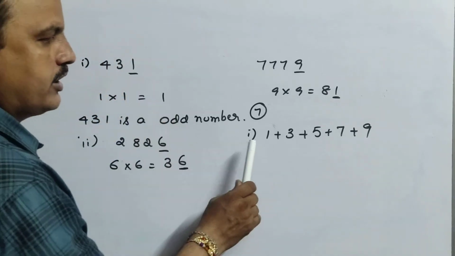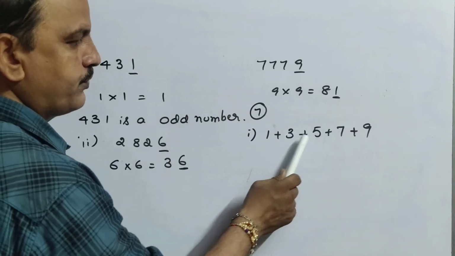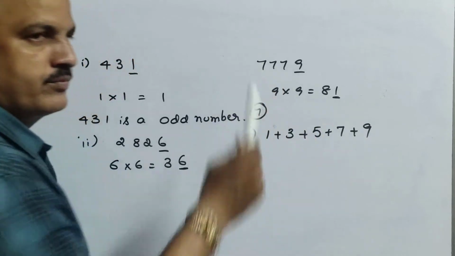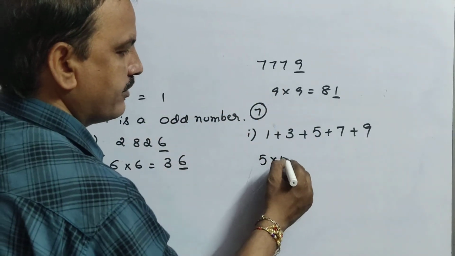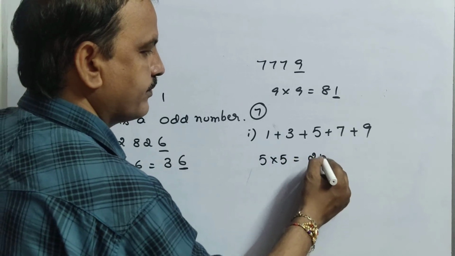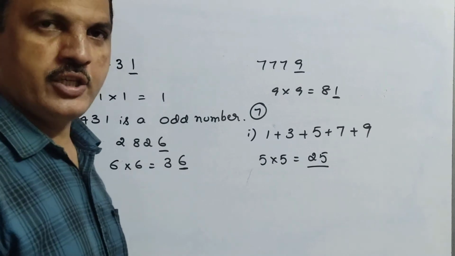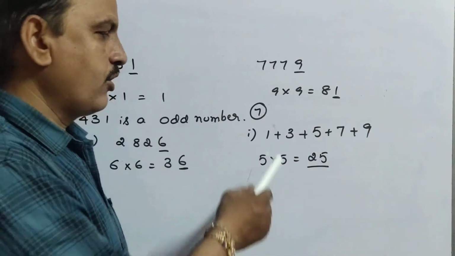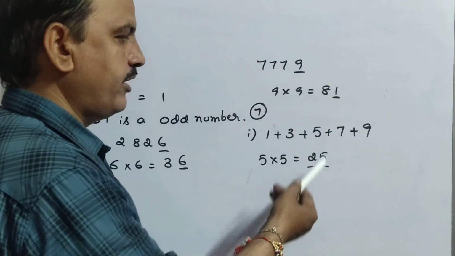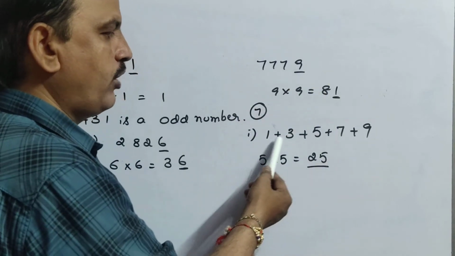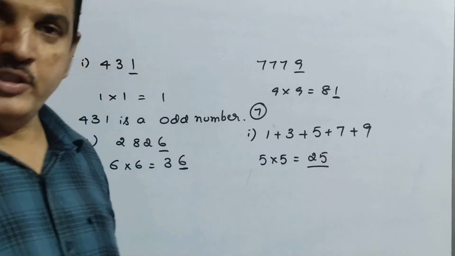Now count here. How many digits are there? 1, 2, 3, 4, 5. 5 are there. 5 fives. How much? 5 into 5, that is 25. That means, without doing addition, just tell me the answer. Count the number of digits: 1, 2, 3, 4, 5. 5 fives are 25. See, if you want to check, you can check it. 1 plus 3, 4. 4 plus 5, 9. 9 plus 7, 16. 16 plus 9, 25.